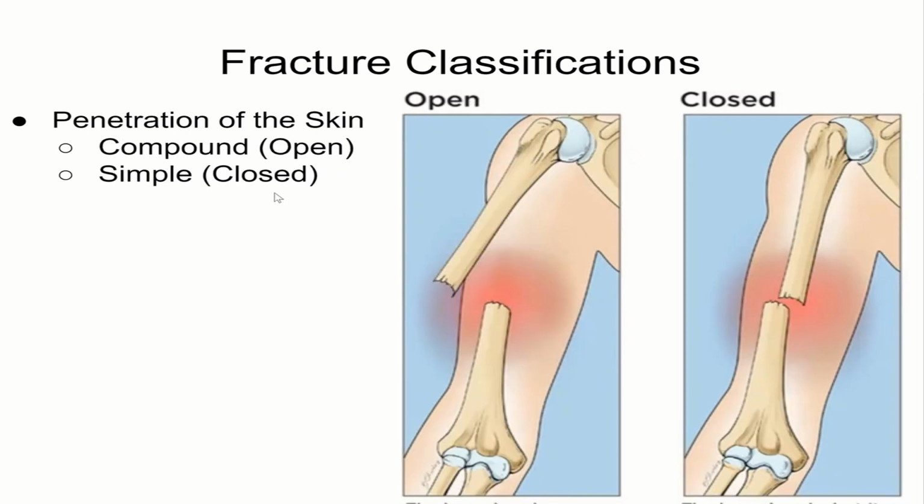Then we have penetration of the skin. So we can have a compound fracture. And the way I remember compound is it compounds your problems. So not only do you have a broken bone, but in a compound fracture, the bone has ruptured through the skin. It is actually poking outside of the body.